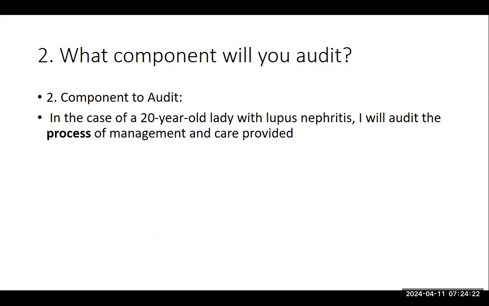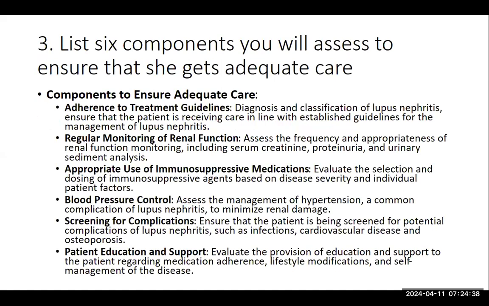Then what component will you audit? Looking at this patient, the case is that of a 20-year-old lady with lupus nephritis. They decide to audit the process of care. The components, list 6 components you assess to ensure that she gets adequate care.